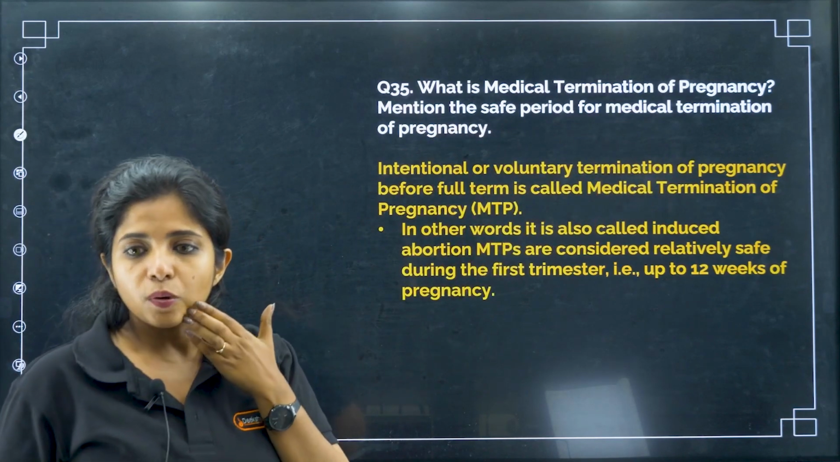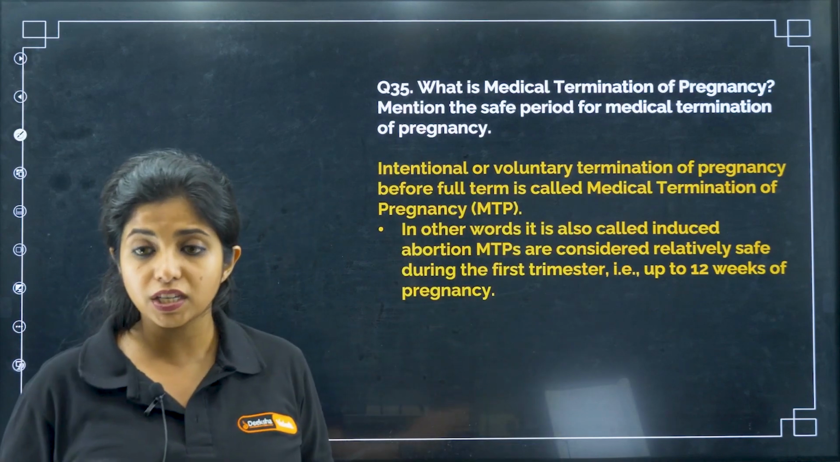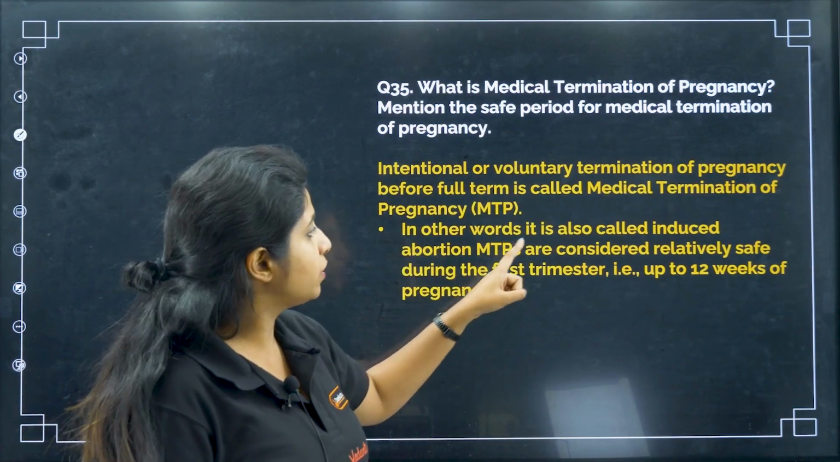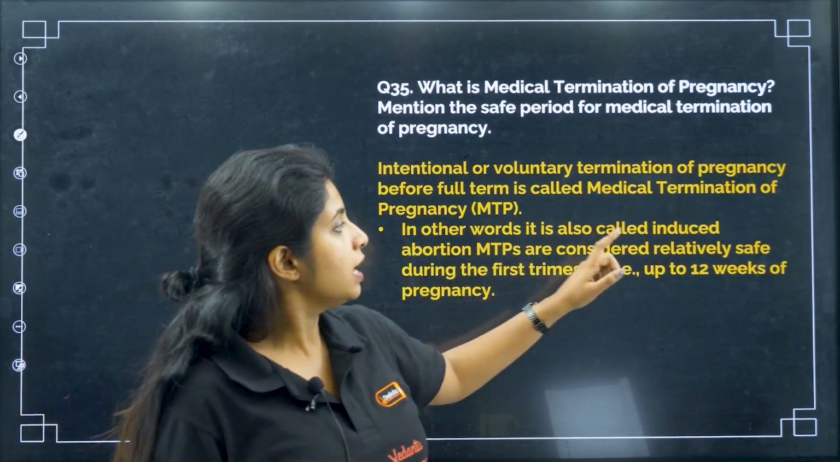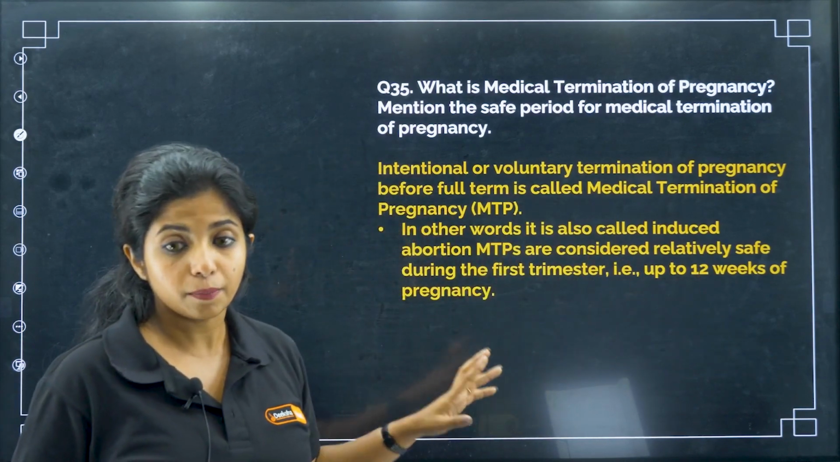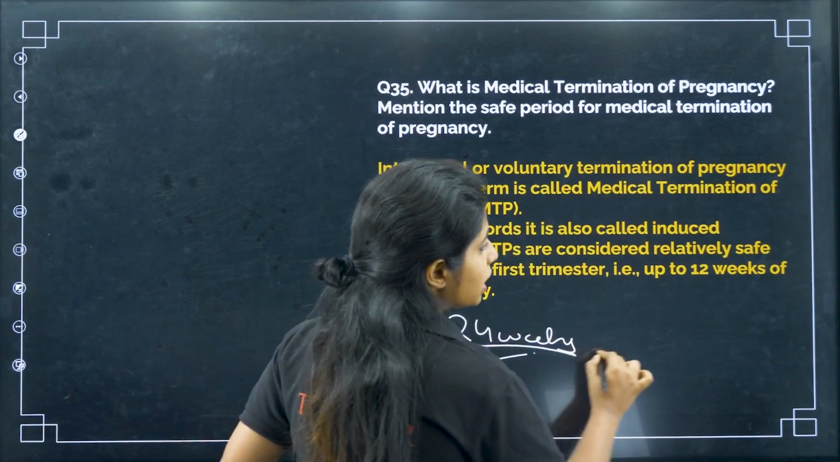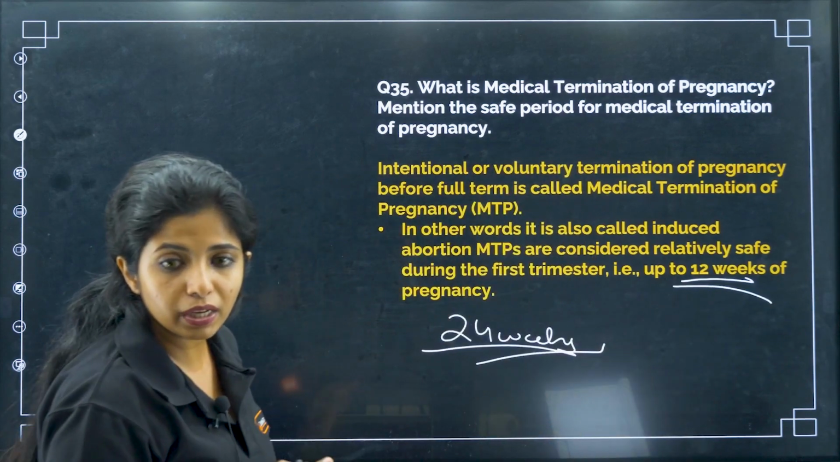Going ahead, what is medical termination of pregnancy, MTP? Mention the safe period. Okay, medical termination means induced or intentional or voluntary termination of pregnancy before full term. In other words, it is also known as induced abortion. MTP is considered relatively safe up to 12 weeks of pregnancy. But how far can you do it? Up to 24 weeks you can do, but that's not safe. Up to 12 weeks it is considered to be the safe period.